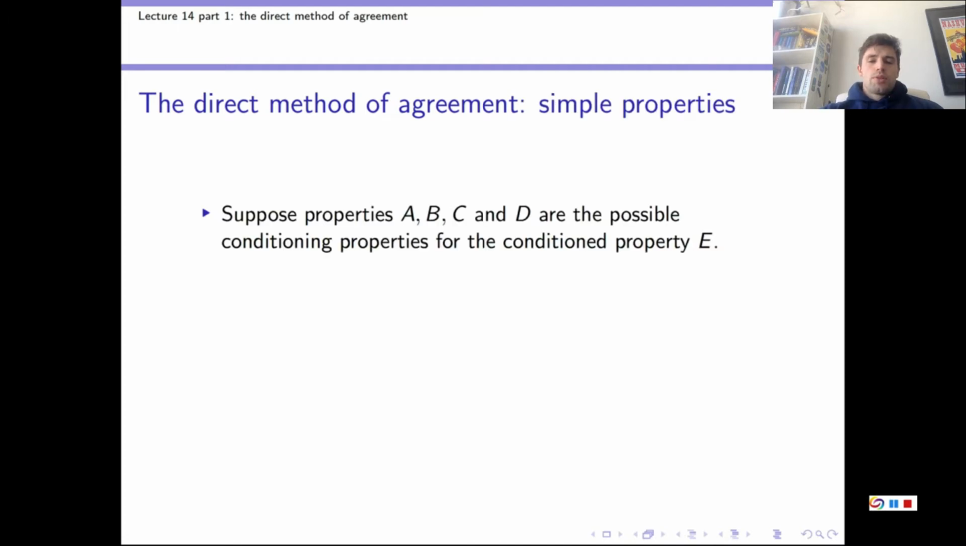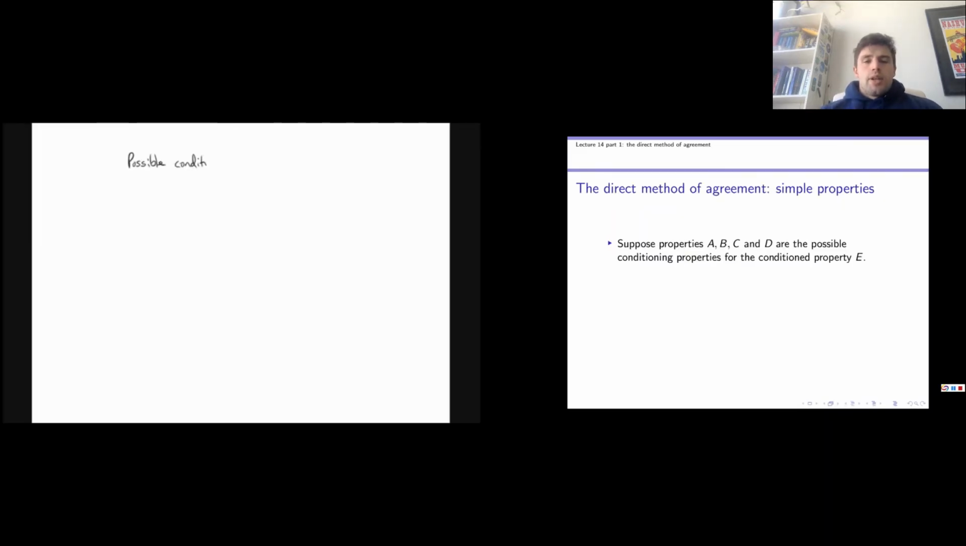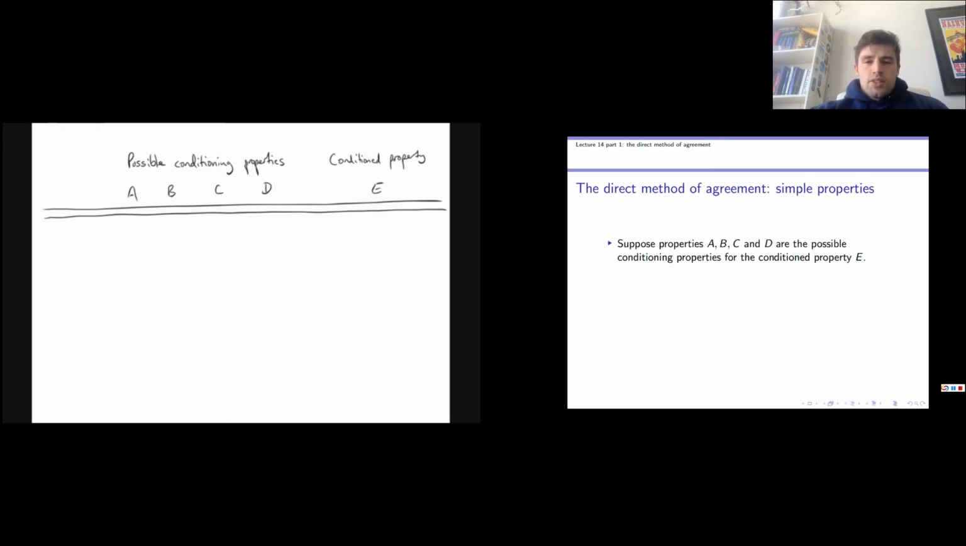Suppose that we have 4 possible conditioning properties, A, B, C, and D, that we suspect of being a necessary condition for the given conditioned property E. And suppose that we record a set of observations on 3 different occurrences, like this. So we have the possible conditioning properties in the table and the conditioned property in the right-hand column. And then the problem, or the game, is this. Given some observations, what does the table tell us about which of the possible conditioning properties can be a necessary condition for property E?